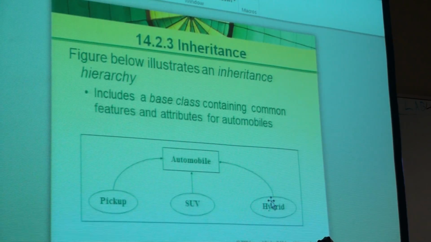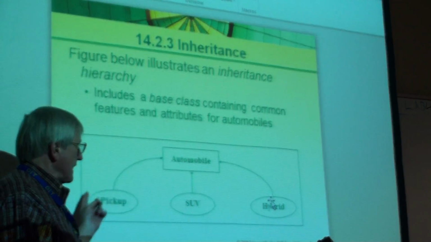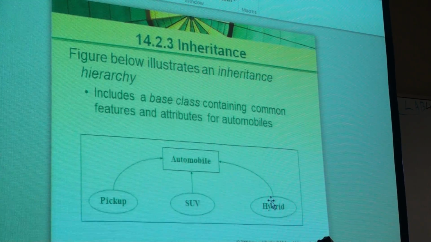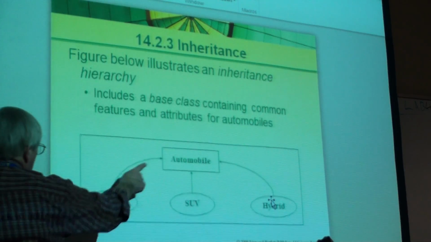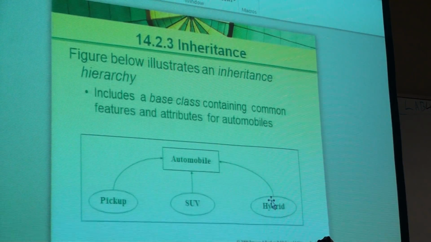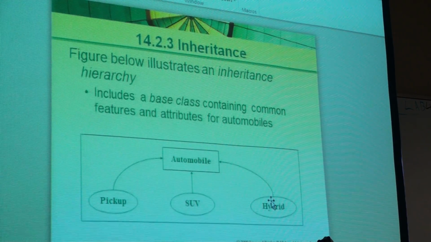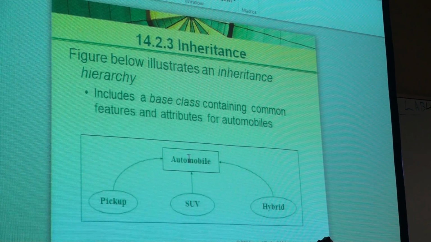Is that clear? I don't want to beat a dead horse, but it's so important. Notice in the diagram, the arrow is going back, not down, but up. When we talk about inheritance, we're always saying, I'm referring back to my ancestor. I'm using what's already there and extending off of it by specializing. So this is inheritance. This is called the base class up here, and it contains features that are common to all of these guys.